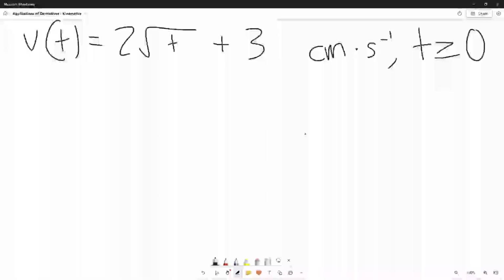So for example, let's say we have this function of velocity, v of t is equal to 2 times square root of t plus 3 centimeters per second. And this is our unit of velocity. This is for t greater than or equal to 0, because you can't have negative time. And let's try to find the function for acceleration, or instant acceleration. So we just have to find the derivative.